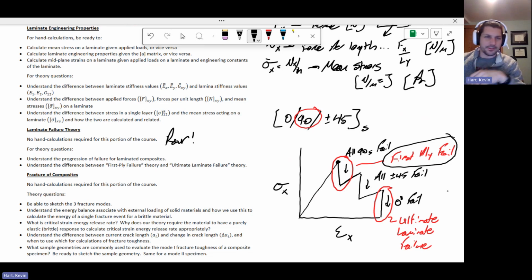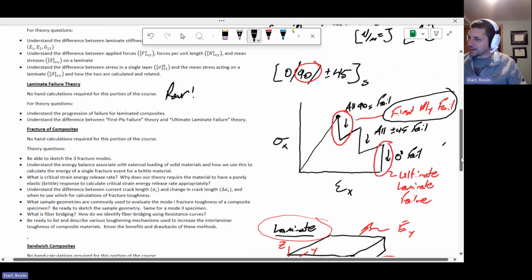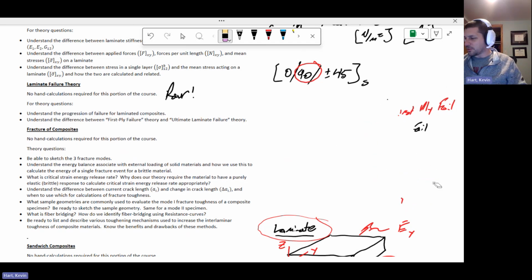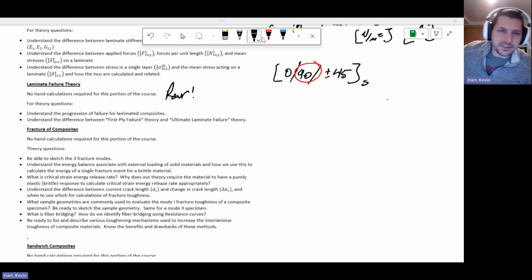Then we got into the quote unquote fun stuff. You should be ready to answer some questions related to the special bonus topics that we had. It'll mostly be qualitative questions, so you won't have to worry about calculating G1C or anything crazy like that from the fracture mechanics portion. It's just going to be qualitative stuff from the fun part of the class.